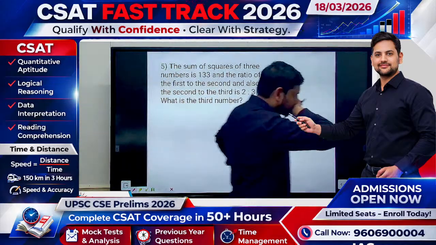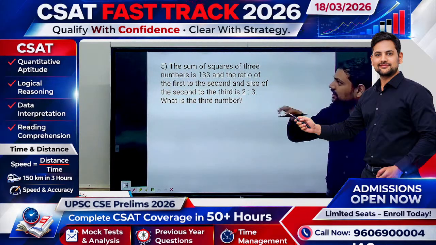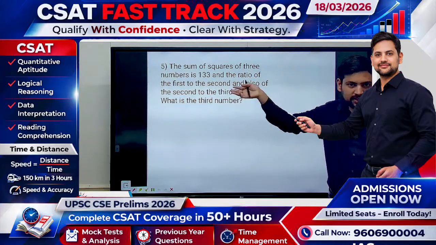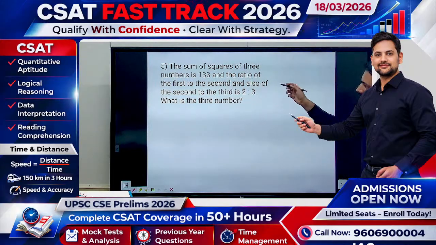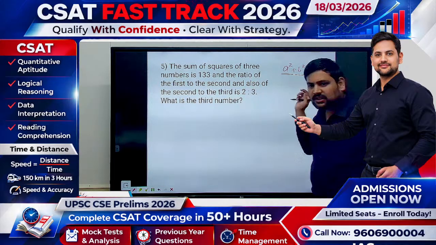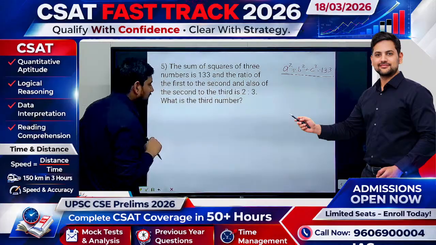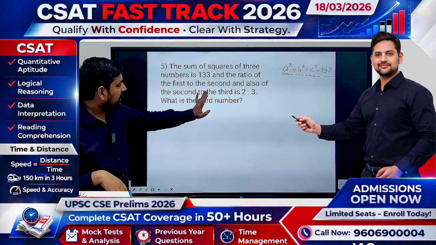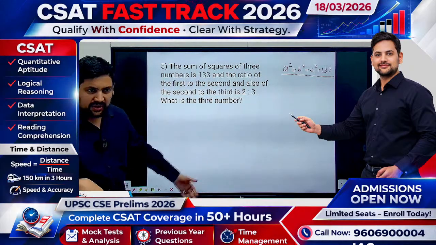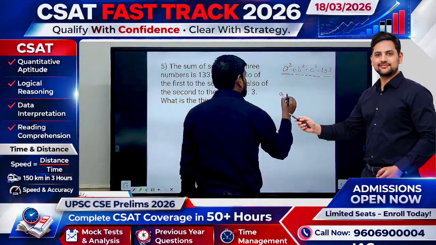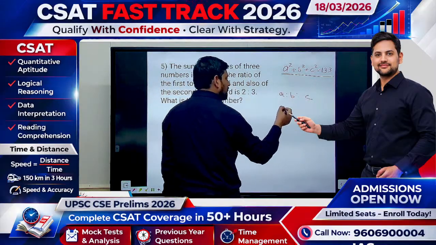It says the sum of squares of three numbers is 133. Correct. Sum of squares of three numbers is 133. Then it says, and the ratio of first to second and also second to third is 2:3. So that means A ratio B ratio C. This is what we are trying to find.